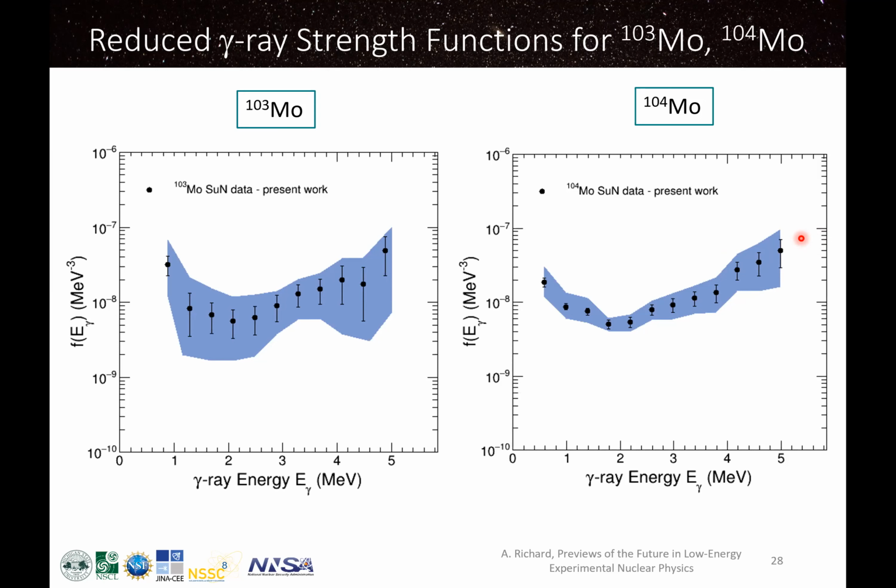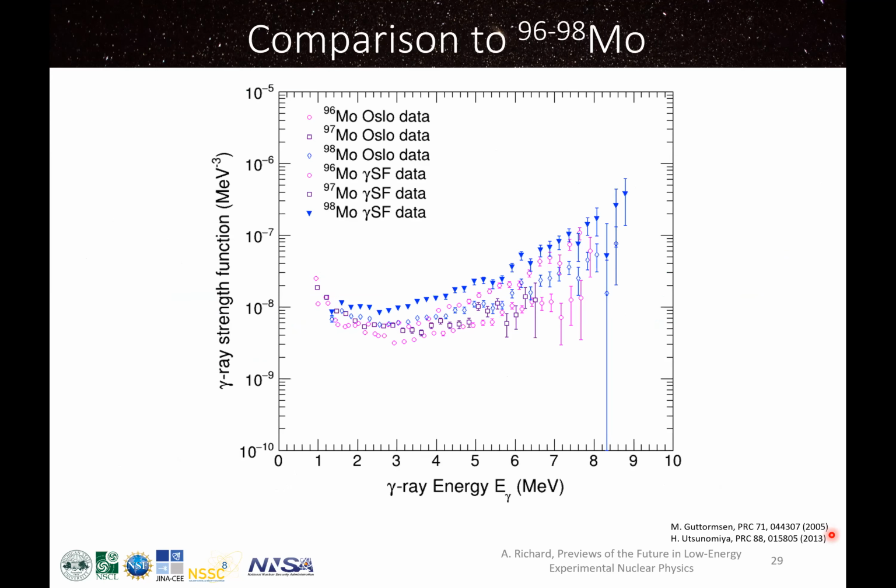I realized that maybe seeing them just side by side doesn't have a lot of meaning. So what I want to show is that we can also compare this systematically to previously measured Oslo data, as well as gamma ray strength function data. What I'm showing here is the gamma ray strength function versus gamma ray energy for Mo-96, 97, and 98 measured from two different techniques. The Oslo data uses charged particle measurements, and then the gamma ray strength function method utilizes gamma-n measurements. They're color-coded with the same color for the same nucleus. The magenta that's shown here is for Mo-96.